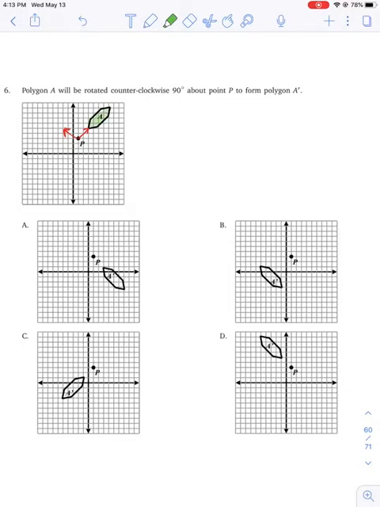So if here's my original shape, my new shape will be somewhere over here. So it looks to me like choice D is the one that has that option. So 90 degrees is like jumping 1 quadrant, basically. The fact that P is not the origin didn't really change much. It just kind of shifted everything over.